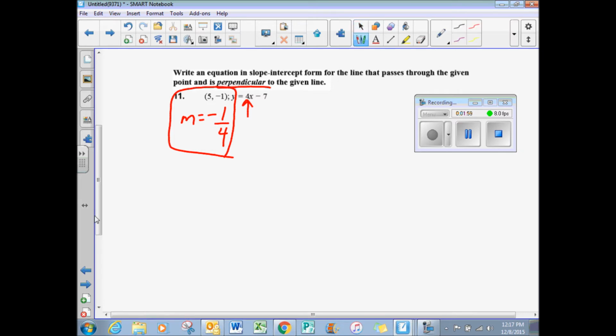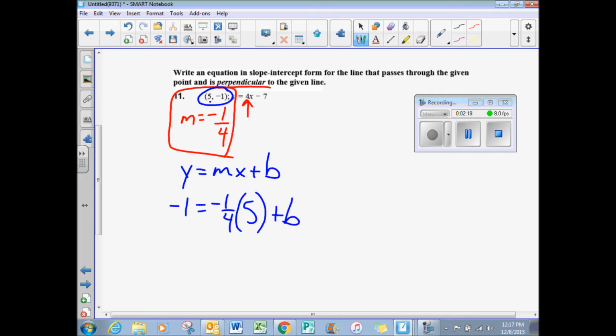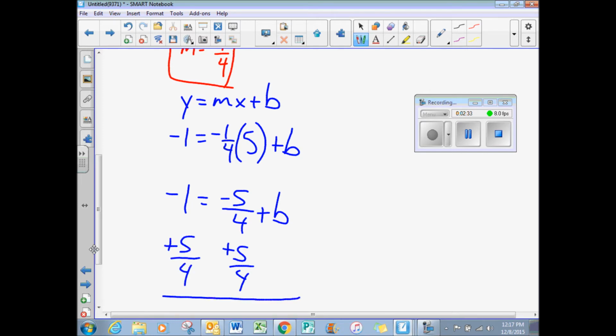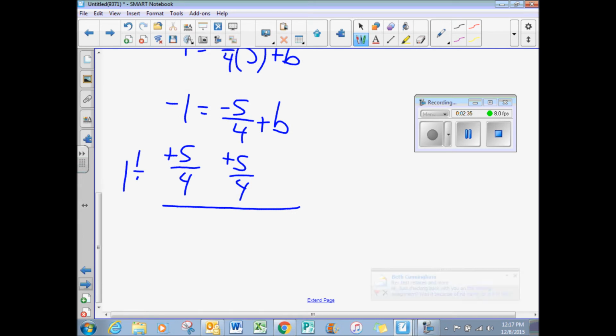Okay, the other way. So the other way, we could plug in into y equals mx plus b. We can plug in for y, our y coordinate that's on the line. We can plug in for m. We can plug in for x, the x coordinate that is on the line. And then we can just simplify and solve for b, which we've done in class quite a bit. We get negative 1 equals negative 5/4 plus b. Add 5/4 or 1 1/4 to both sides. And we get b equals negative 1 plus 1 1/4 is 1/4.